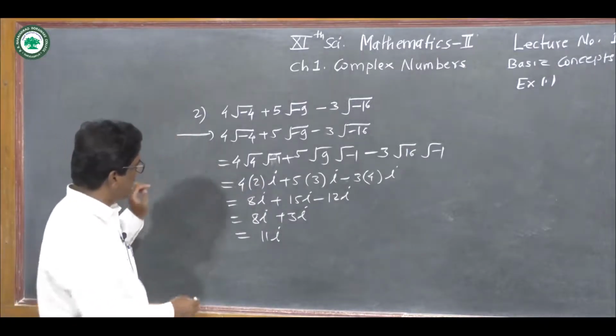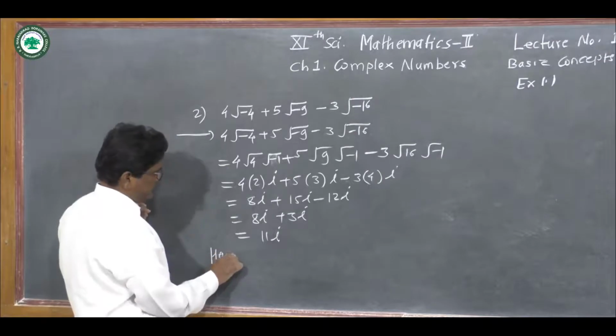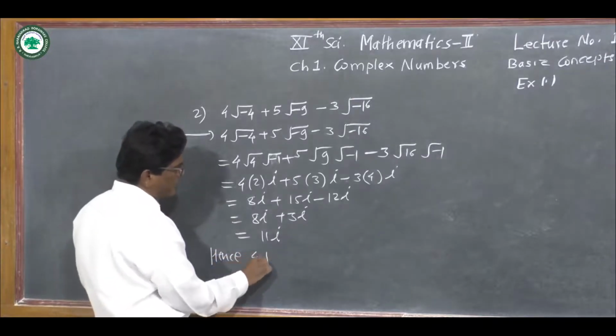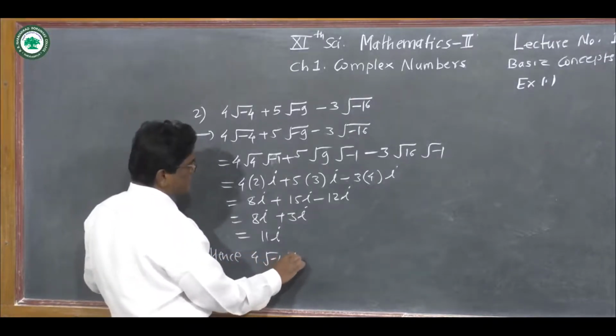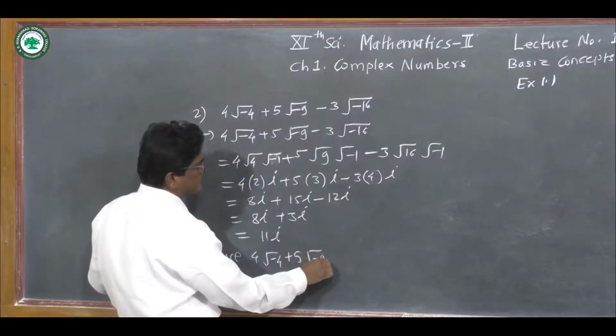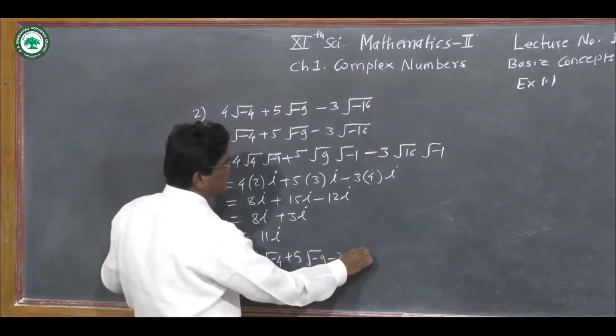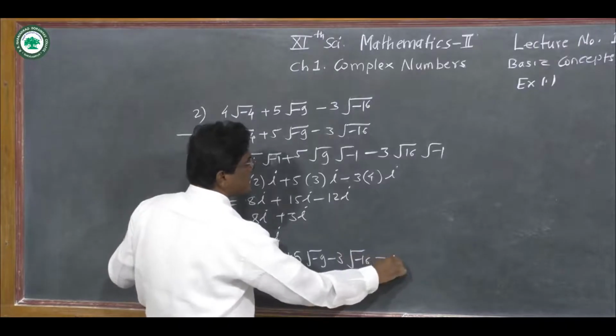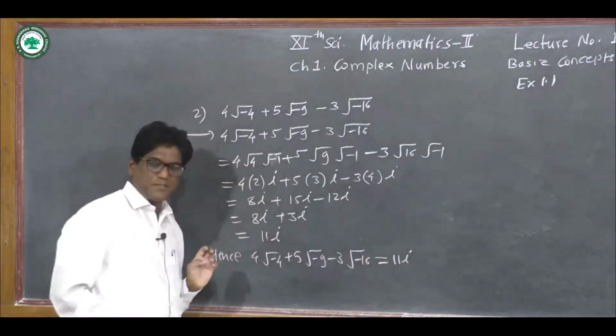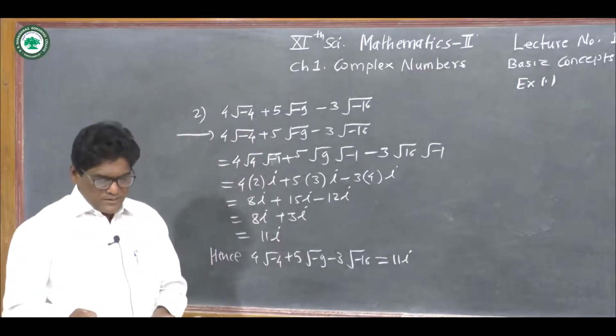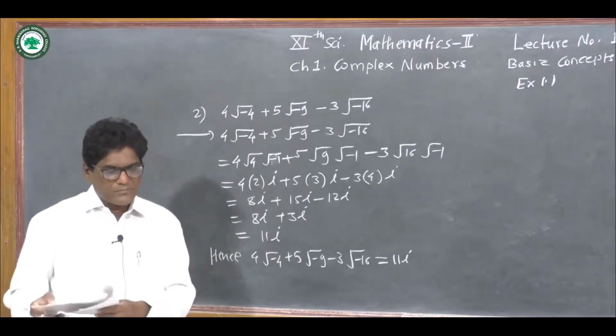So again write here, hence 4 into under root of minus 4 plus 5 into under root of minus 9 minus 3 into under root of minus 16 is equal to 11i. This is the final solution. So in this way we have completed question number one.